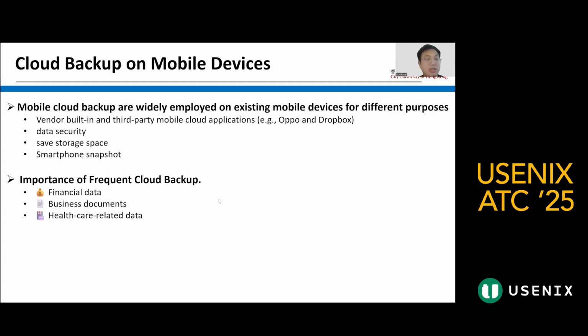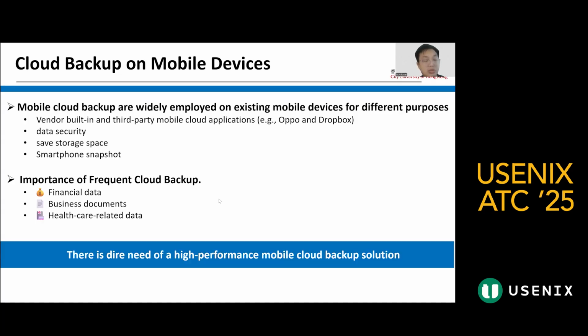One important thing in a cloud backup is their frequency, because in our mobile device there is a lot of personal data. If we want to keep the data security of this timely data, such as financial data and business documents, then like the desktop versions of OneDrive and Dropbox, they will do immediate synchronization once the file is modified. So this is very important to keep the data secure. So the frequency is important. So there is a demand for a high performance mobile cloud backup solution for mobile devices.